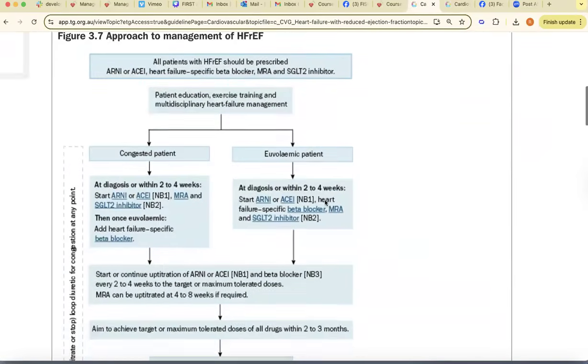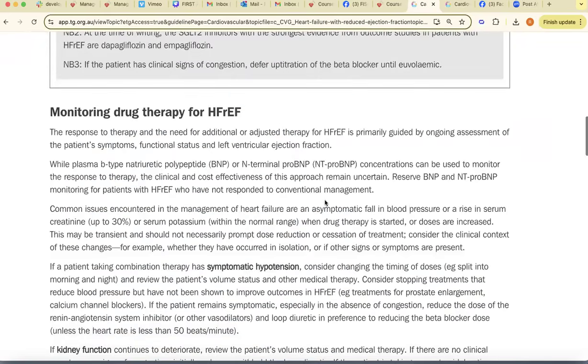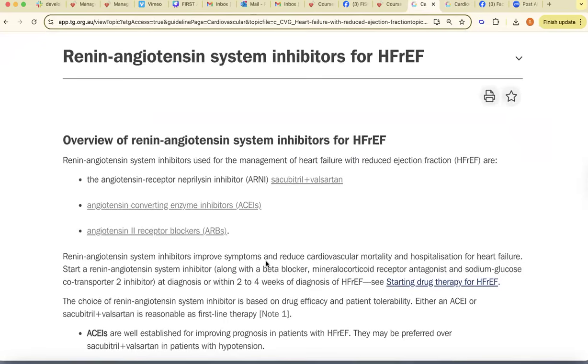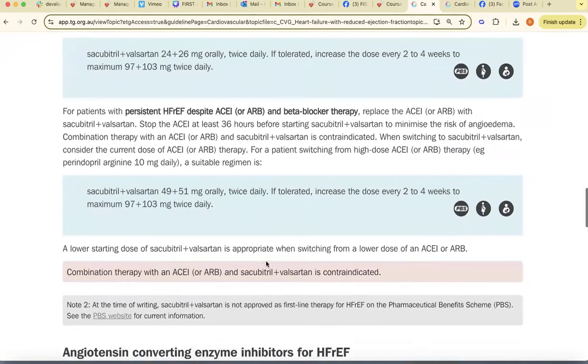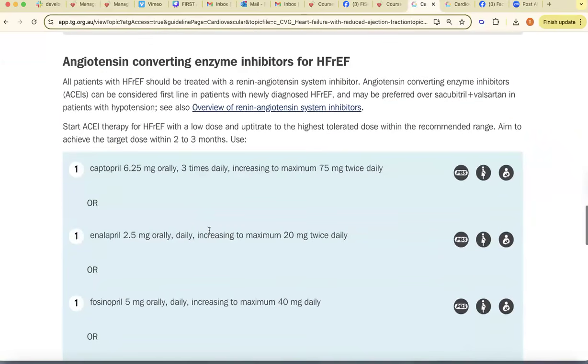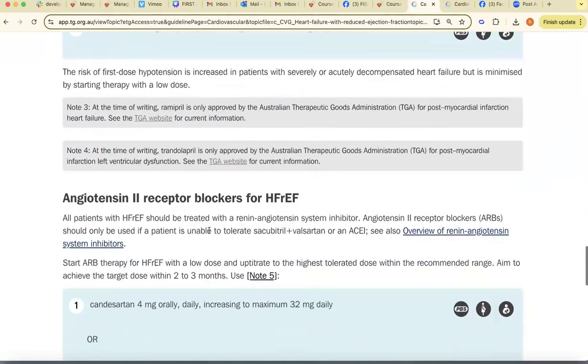So we discussed up to this what we do and all. Monitoring drug therapy is not really important. Renin-angiotensin, so all of these, you don't need to know the dosing or any of this. All you need to know is the name of the medication, one by one, what we do. So you really don't need to go through any of this.